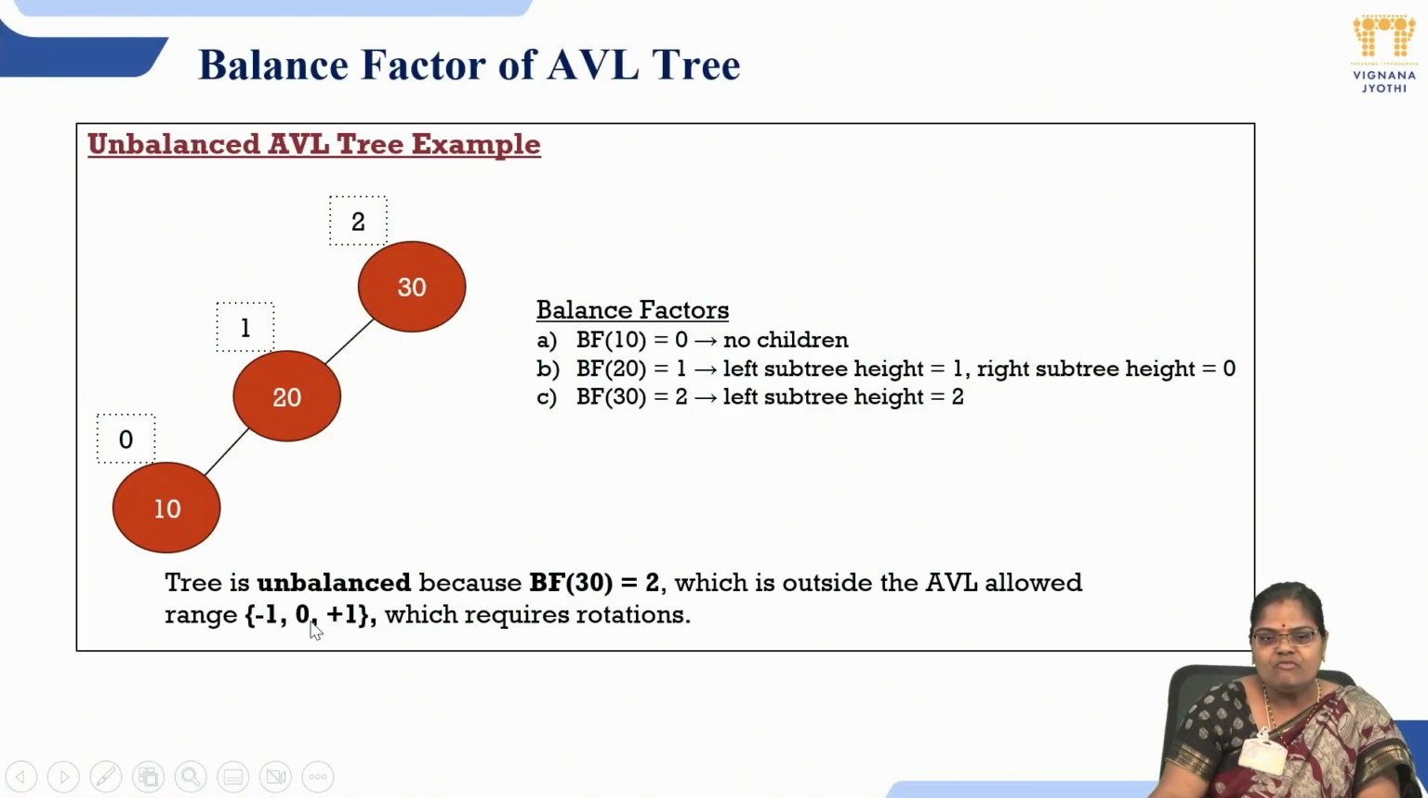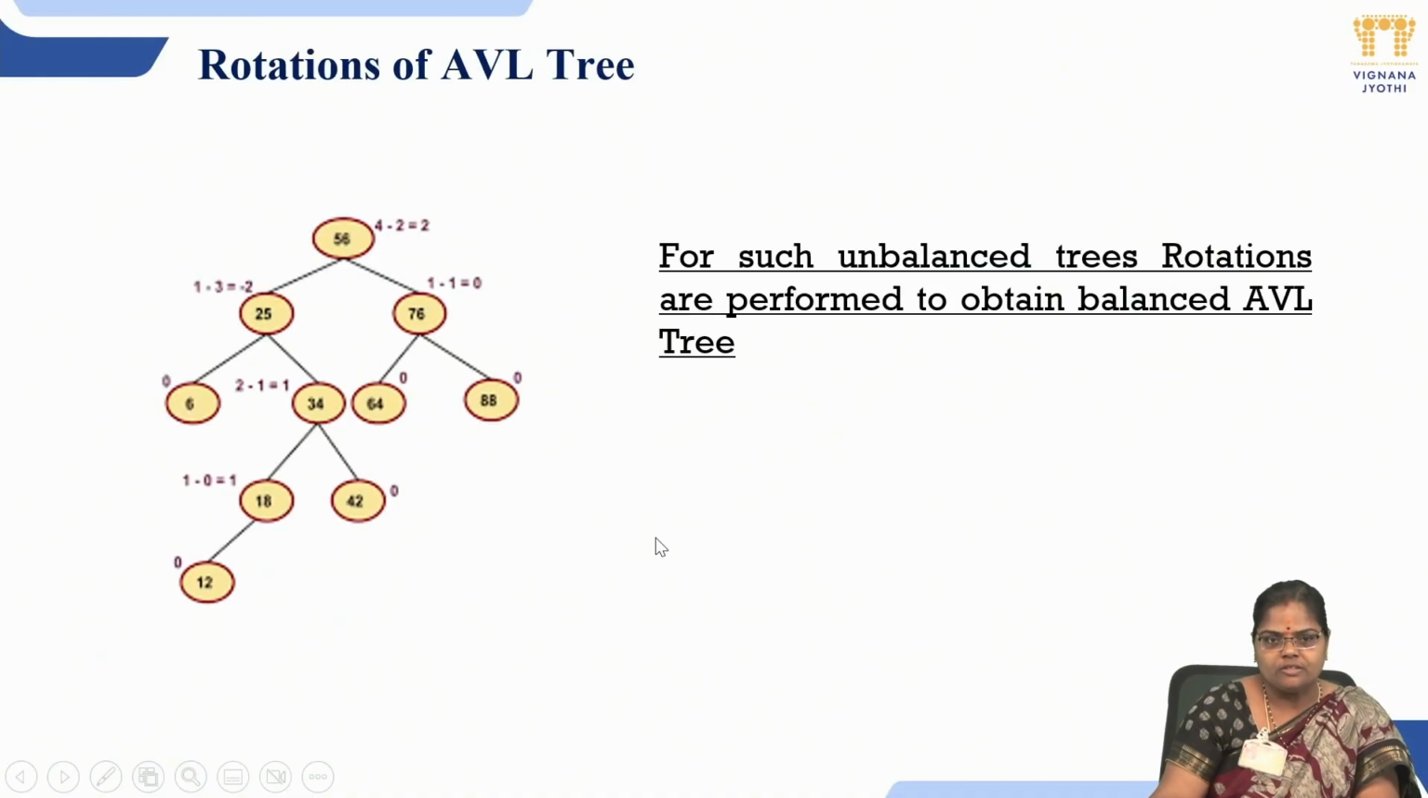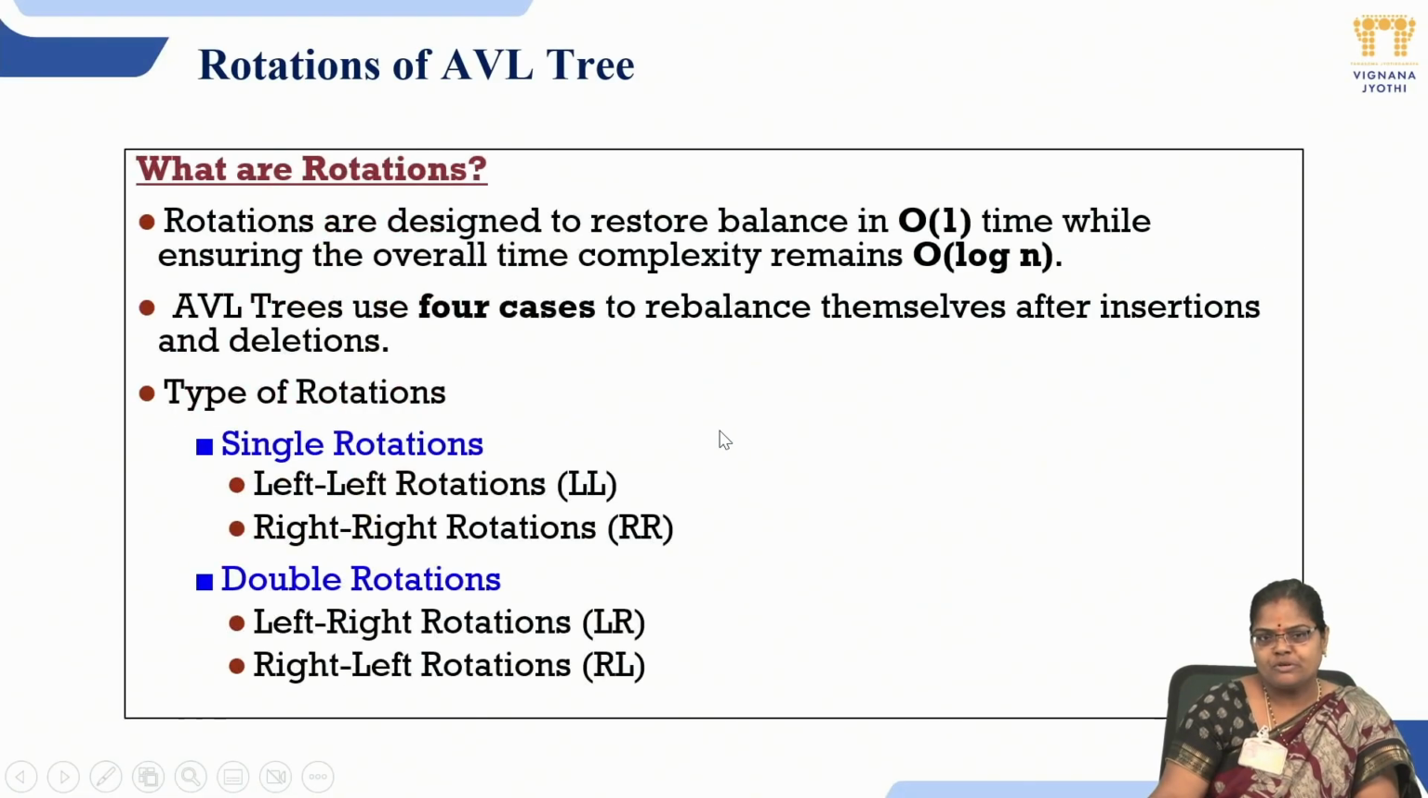Now, since they don't fall in this range of -1, 0 and +1, we need to perform rotations to make it balanced, so that the balance factors will be within the range of -1, 0 and +1. So proceeding further, how do we perform these rotations? This is another example where the tree is unbalanced, for which the rotations have to be performed.